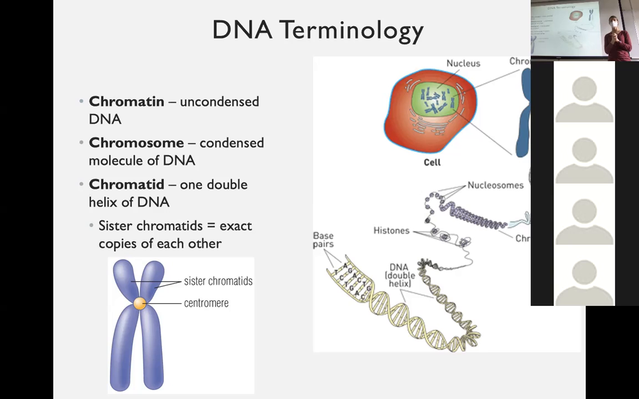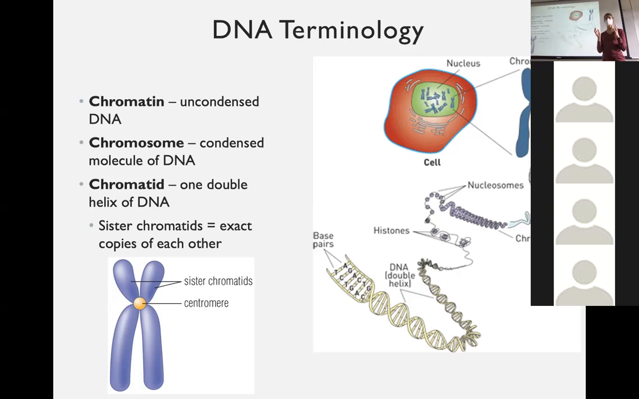When a cell is about to divide, it condenses its DNA down into chromosomes because it just makes it easier. It doesn't get all tangled and mixed up. So chromatin, chromosome, a chromatid, to make it more confusing with a D on the end, is just one double helix of DNA.